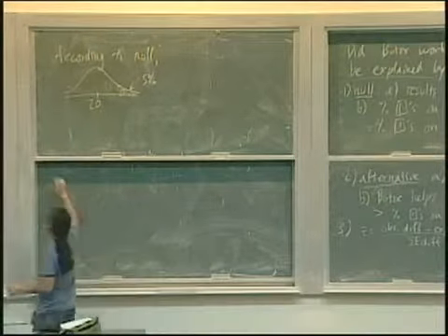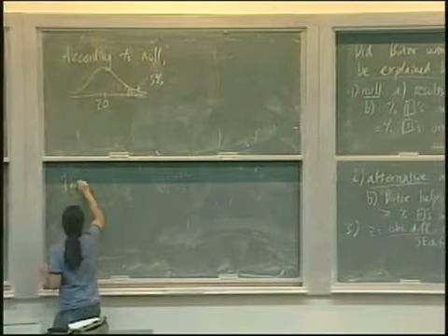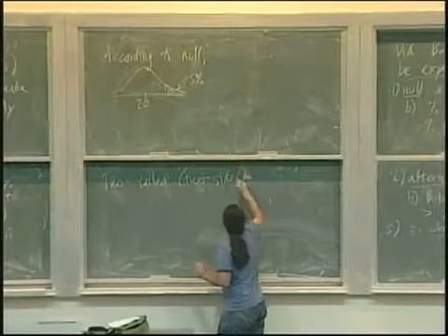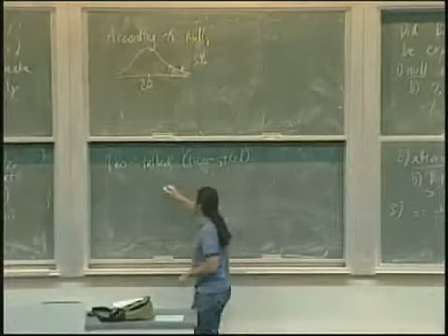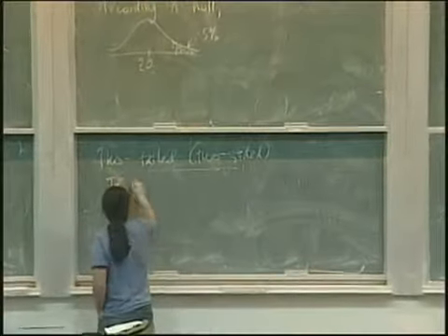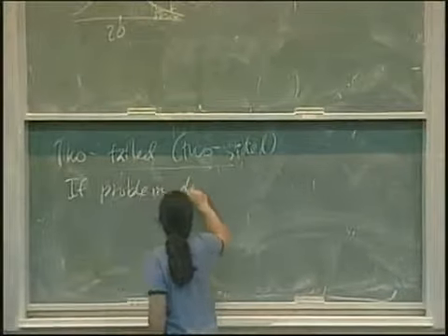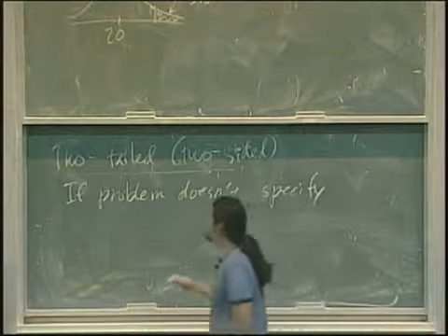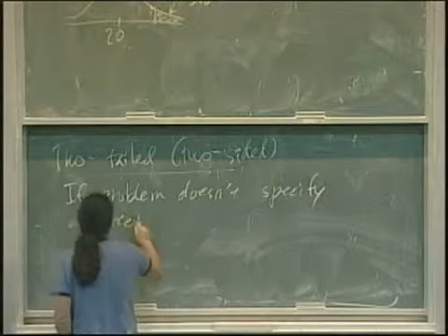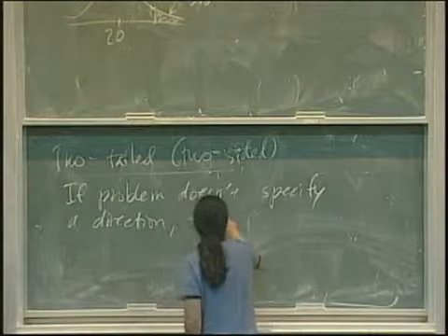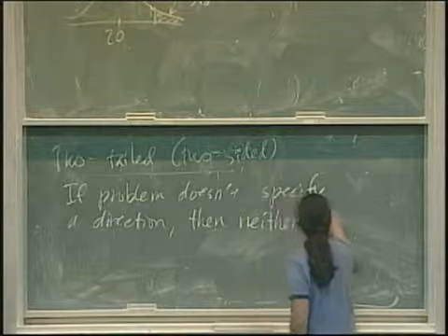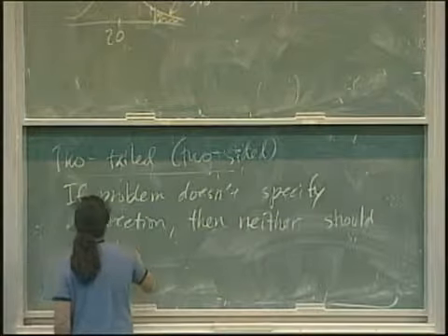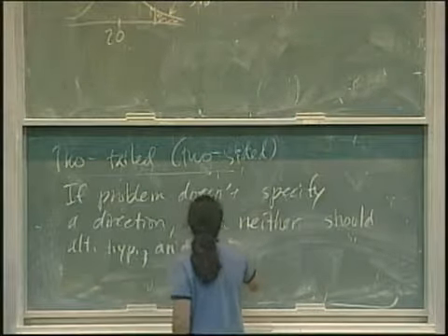Okay, so let me just really briefly say the last thing, which is a two-tailed test, or two-sided test. Actually, the description in the book is pretty good of this, so maybe I won't talk a lot about it. But the idea here is that if the problem doesn't specify a direction, and this is essentially what I wrote in that announcement, then neither should the alternative hypothesis, and the p-value should be doubled.